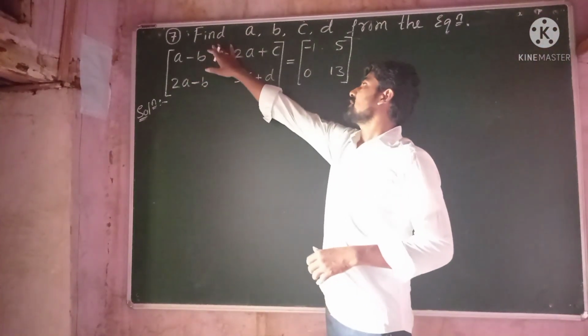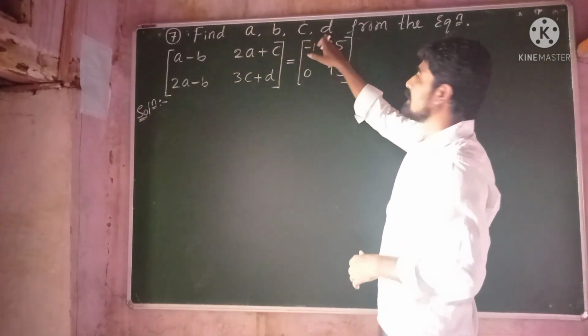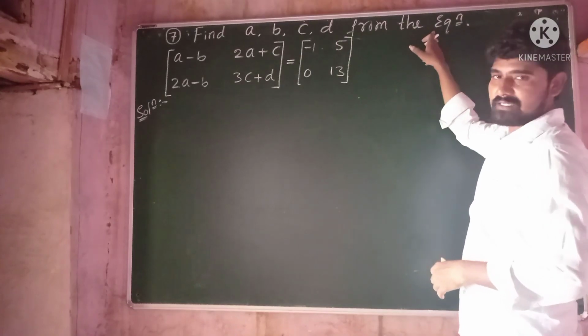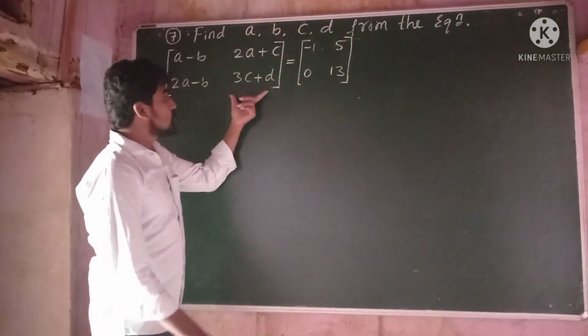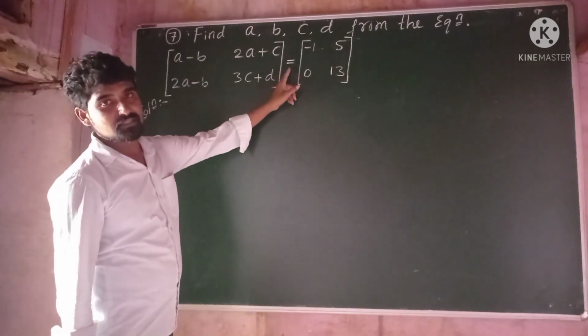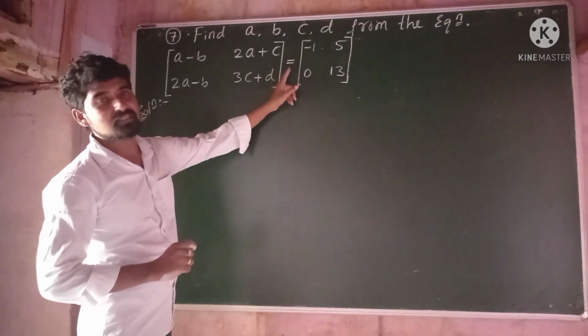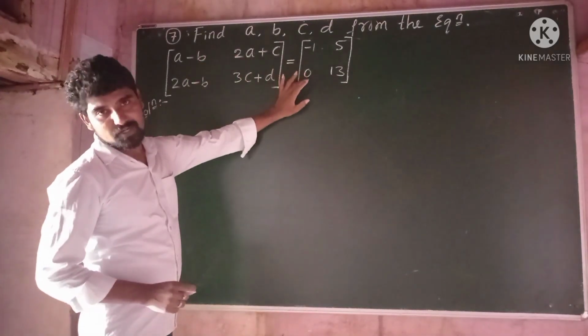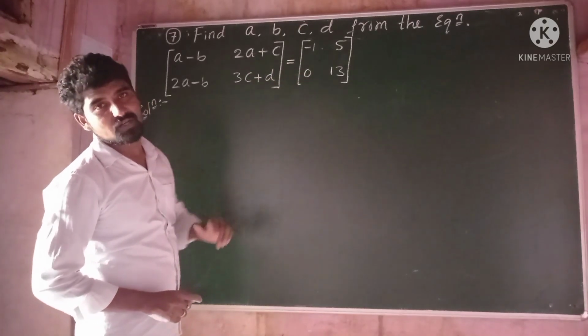Now the 7th question. Find the values of A, B, C, D from the equation. Here he has given that two matrices are in equality condition. Hence, from the definition of equality of matrices, corresponding elements which are used in both the matrices are equal.